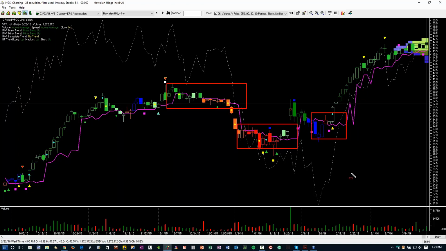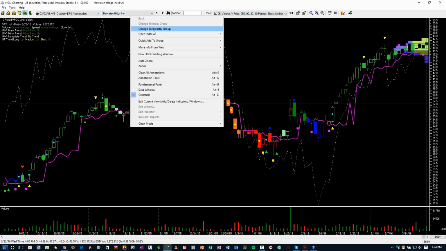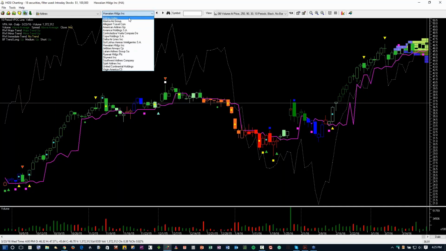And I can't overemphasize, as you know if you've been listening to me, the importance of the group. And here is just another great example of a group on the move right here. And the stock is moving at the same time. Now in the airline group there's, you know, 18, 20 stocks. I'm really not sure. In fact, let's change to the industry group and let's look at a couple of other stocks using this.